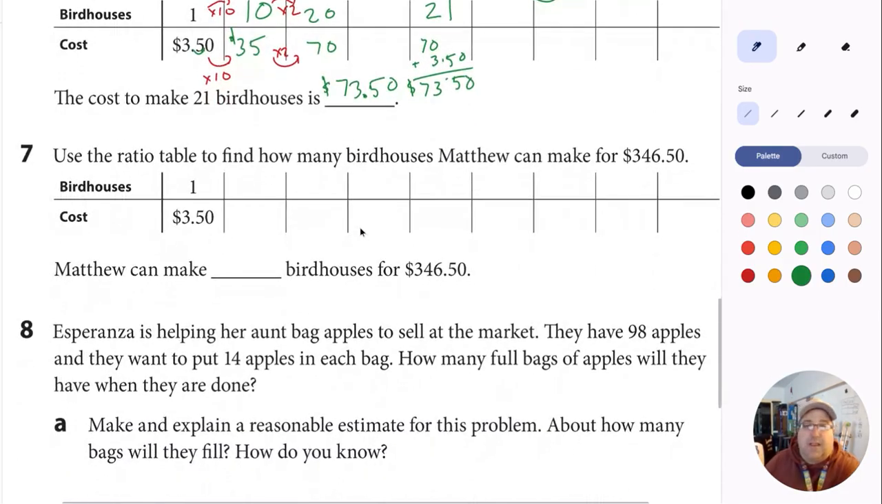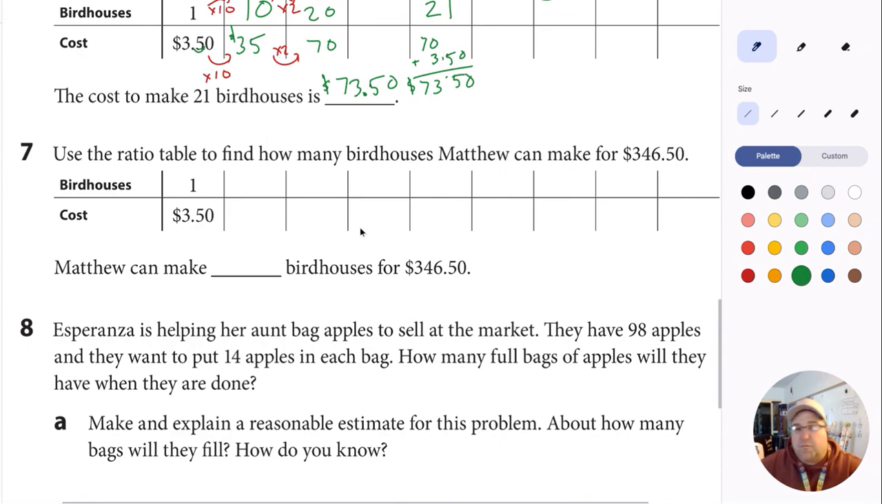Now the opposite kind of, what if we have a certain amount of money? So what if we have this much money, $346.50? How many birdhouses could we make? So again, at some point, we're going to need to have 346.50 on the bottom here. Well, let's keep this. I think let's keep the same idea. For me, let's go with 10 again. Again, if I multiply by 10, that's going to be that 35. So 10 birdhouses cost $35 to make.